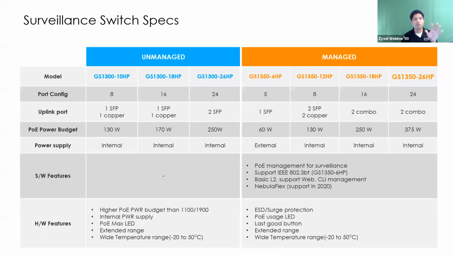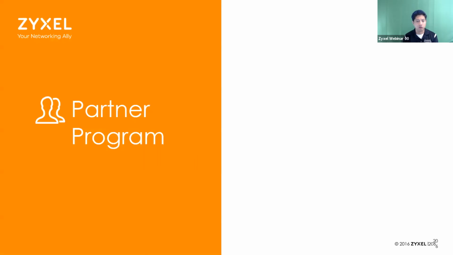So the switch comes in again for surveillance, unmanaged and managed. And these are some of the aspects there, anywhere between 60 watts of power all the way up to 375 watts on the managed side, right? So we have that solution.